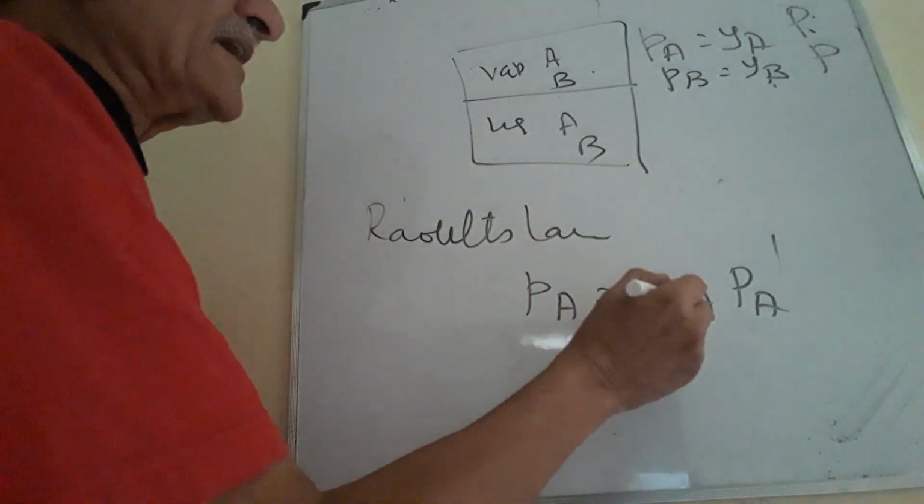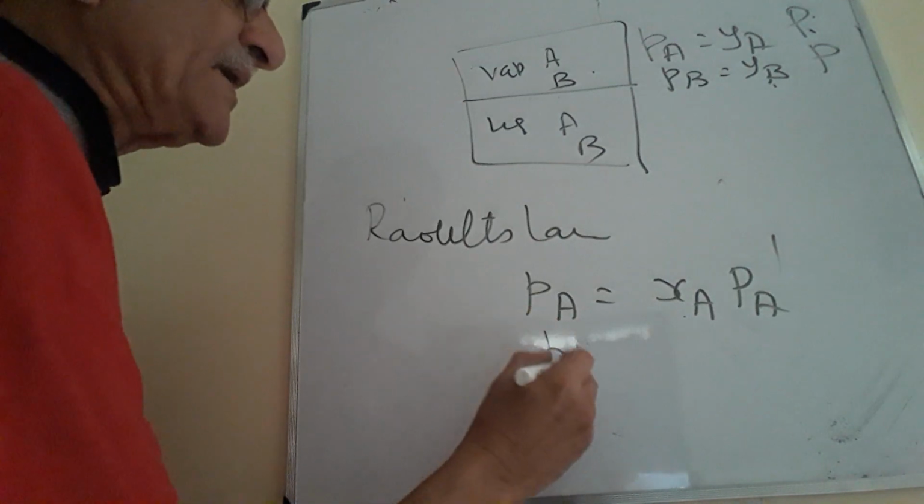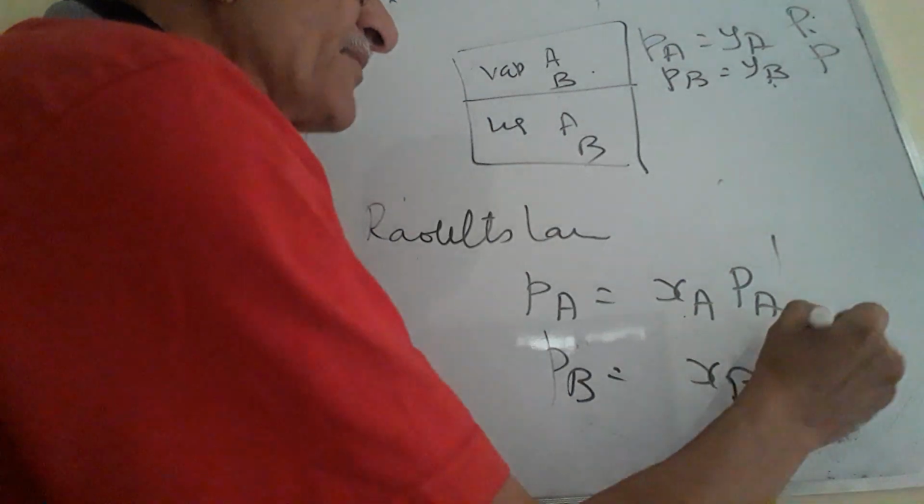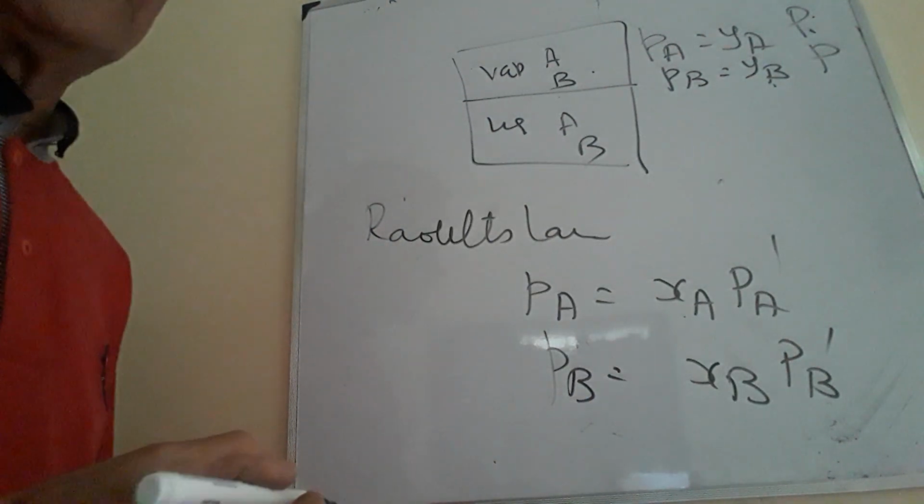Similarly, in the liquid phase, XA is the mole fraction of A in the liquid phase. PA is equal to XA into PA prime, where PA prime is the vapor pressure at that temperature. PB is equal to XB into PB prime, where PB prime is nothing but a vapor pressure. PA prime and PB prime are vapor pressures at that temperature. Okay, you can use the Cox plot.